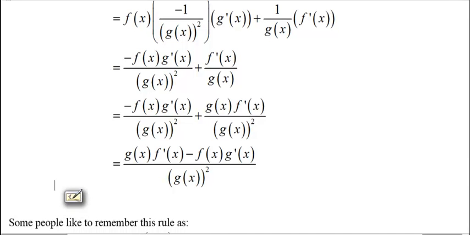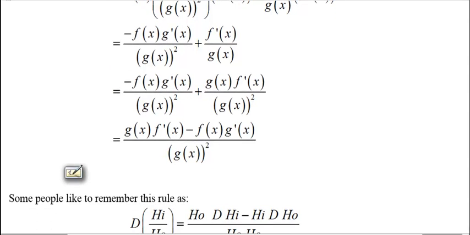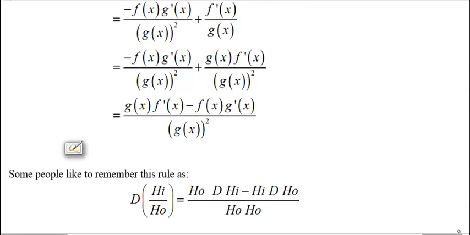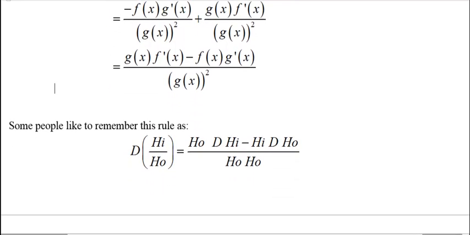And some people will remember it this way. This may be a fun little rule that might help you remember this. So if you say d is take the derivative of, d high over ho, high on the top, ho on the bottom, is ho d high minus high d ho over ho ho. Bottom times derivative of the top minus top times derivative of the bottom over ho ho.